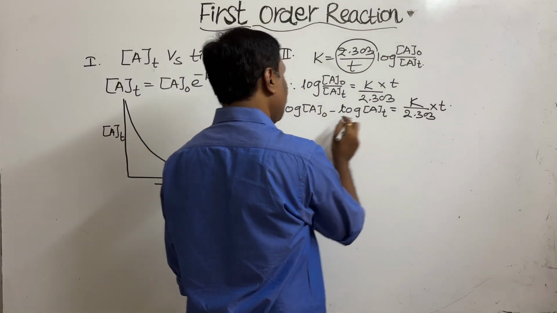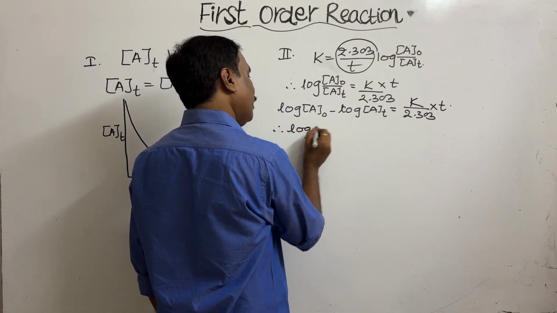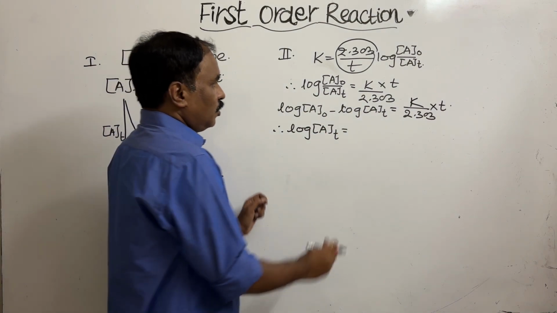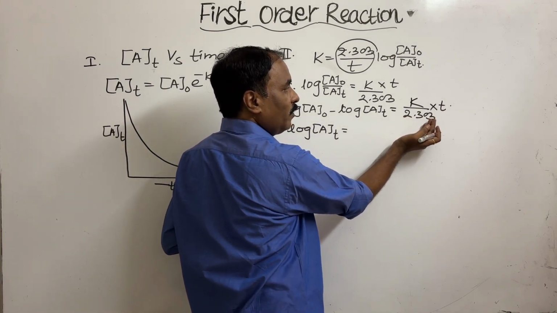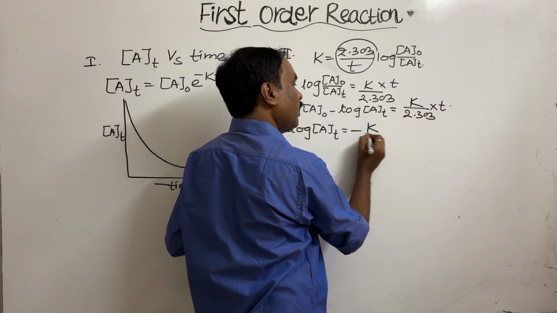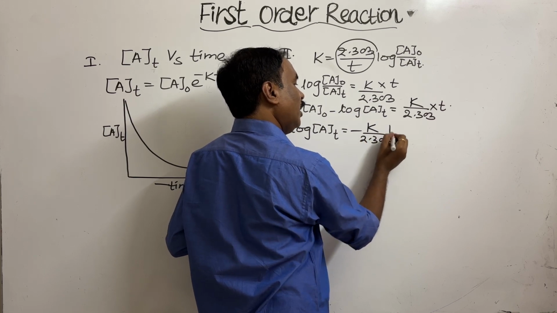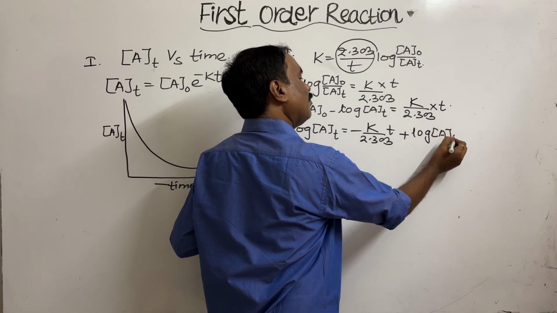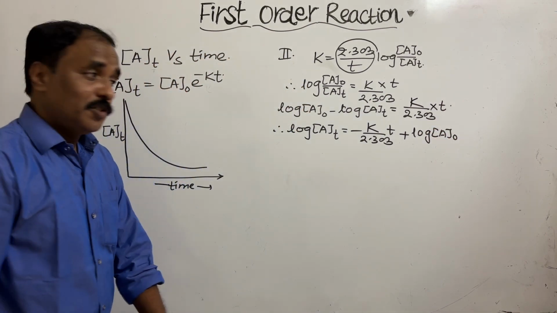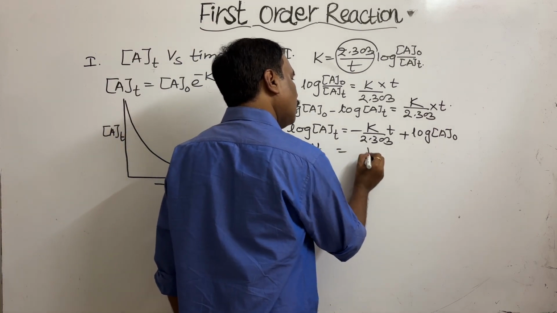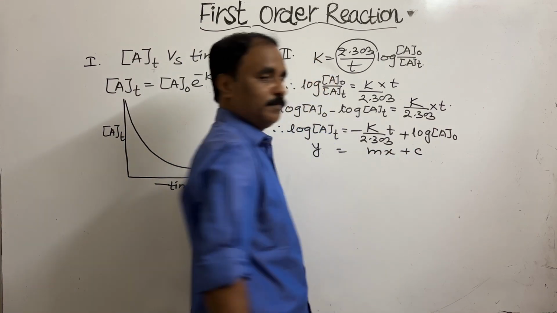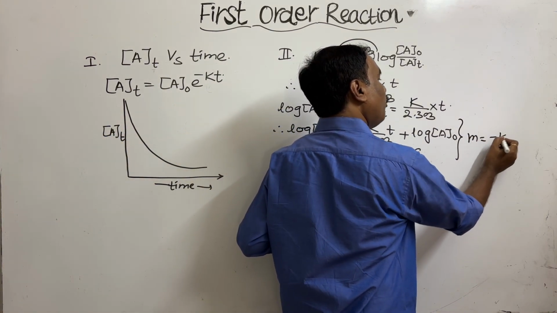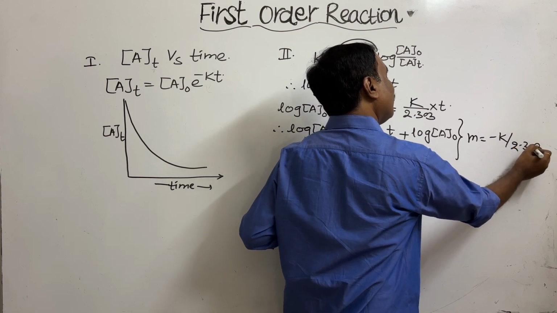Now I will rearrange this equation. Log of AT is equal to, so I will shift this Kt upon 2.303 to this side, and it will be minus K upon 2.303 into t plus log of A0. Now you can compare this equation with y is equal to mx plus c, straight line equation. यहाँ पर m क्या है? स्लोप है, and what is the value of m? m is equal to minus K upon 2.303.